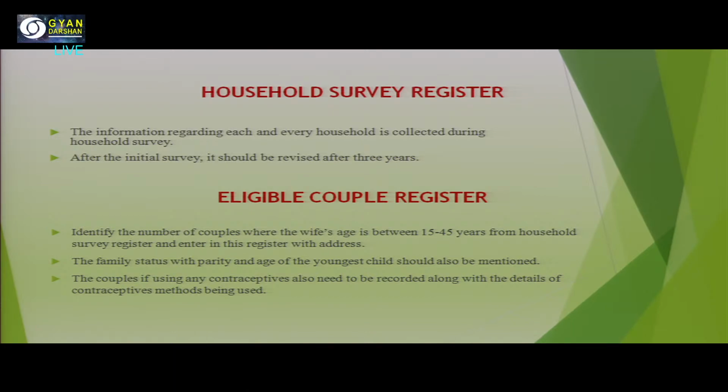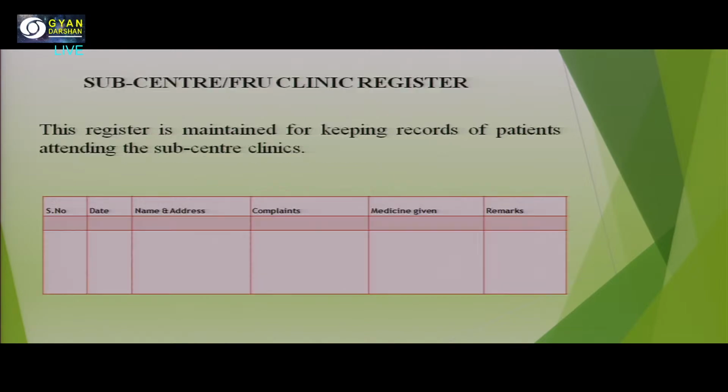Then you can even take action, that you can tell them about the spacing methods at the same time or later on. And if the couple is using any contraceptive methods, that information is also very important, which can be collected in the eligible couple register.